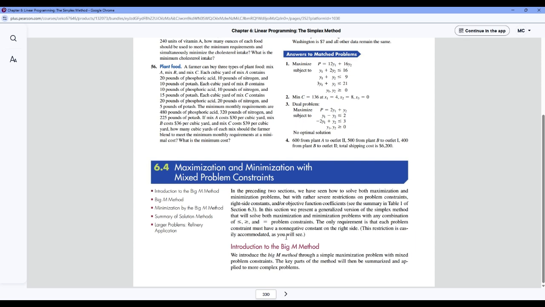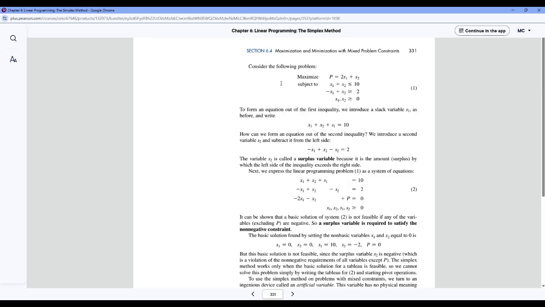So introducing the big M method. We introduced the big M method through a simple maximization problem with mixed problem constraints. The key parts of the method can be summarized. All right, so maximization. Consider the following: if I want to maximize this subject to that, to form an equation of the first inequality, we have to write the slack variable, x1 plus x2 plus s1 is equal to 10. Got it. How can we form an equation out of the second inequality? That would be minus, because it's obviously got that, and then negative 2, because you're just bringing those over to solve for p.